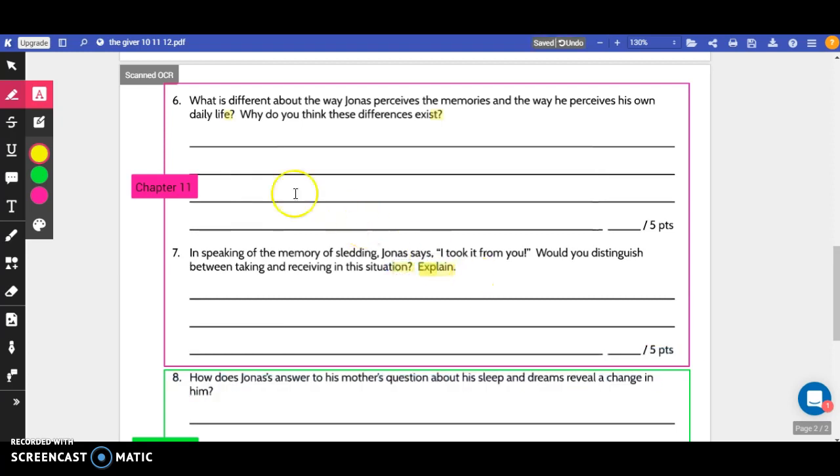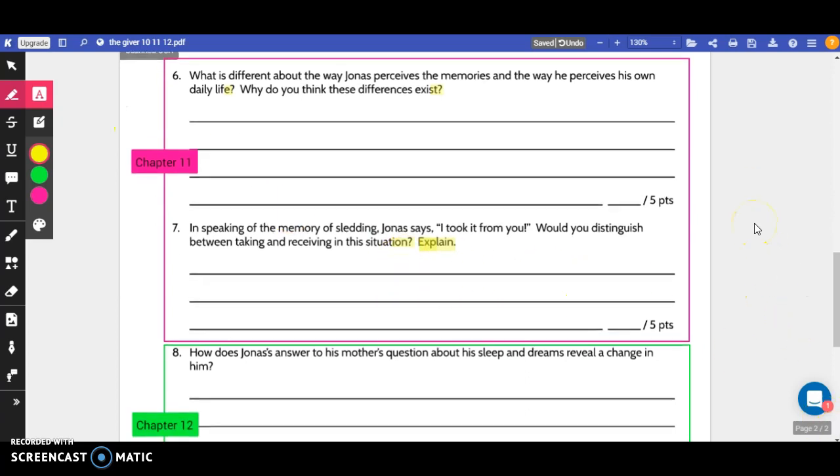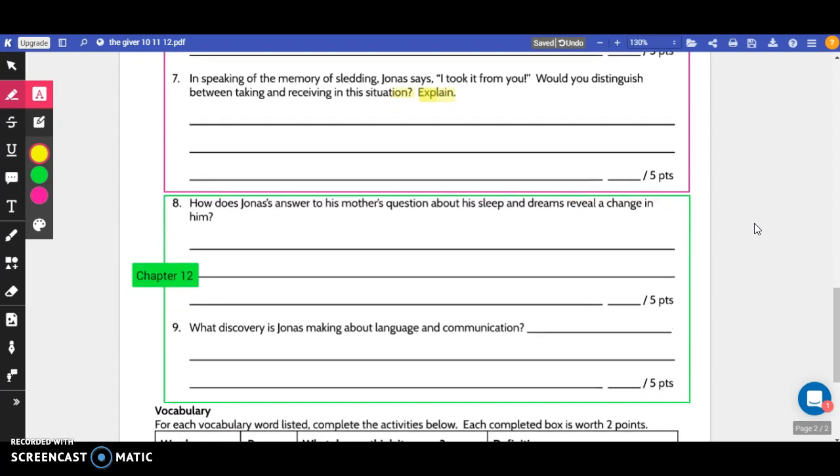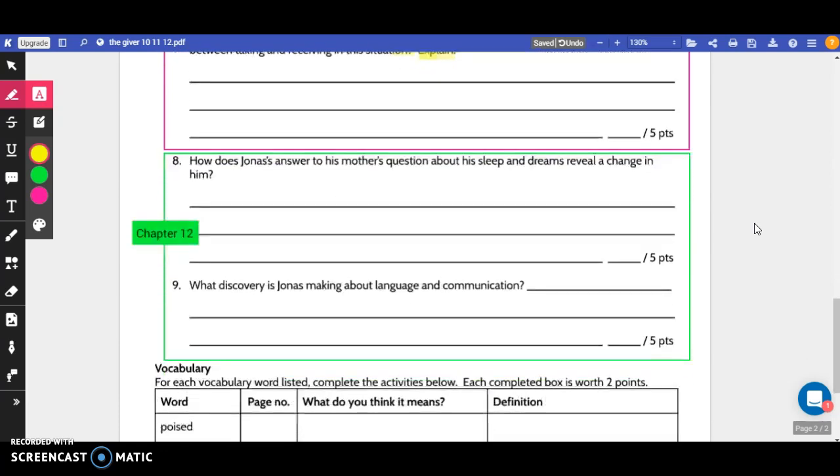This doesn't highlight very well. Sorry about that. And then 8 and 9, those only have 1 question each.